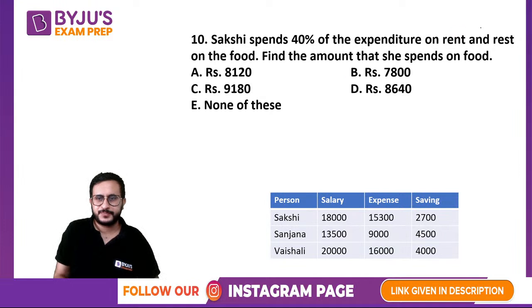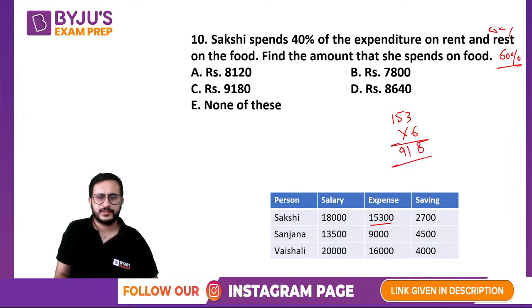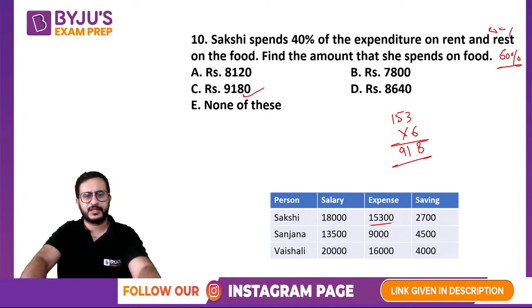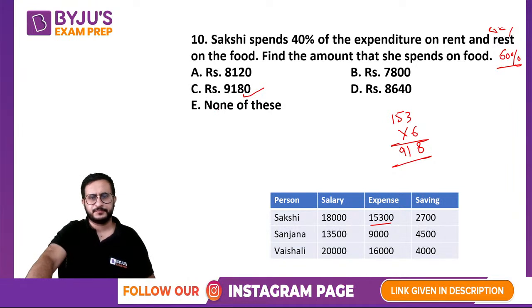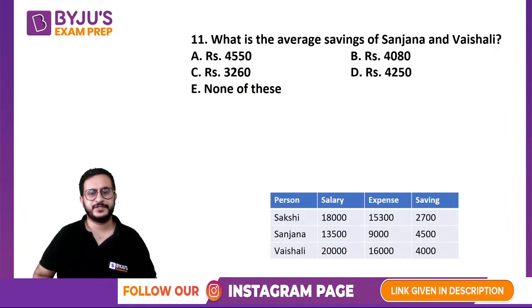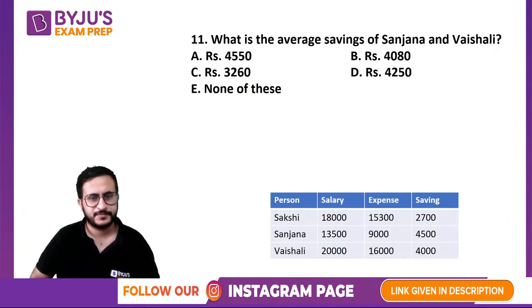So she spent 60% on food. The rest means 60%. 60% of what? 60% of 1500, 15,300? So just use the digits 153 into 6, so this is 918. Again, ignoring zeros, you can answer it. And there was an option, none of these, otherwise you could have just seen the last digit and answered.